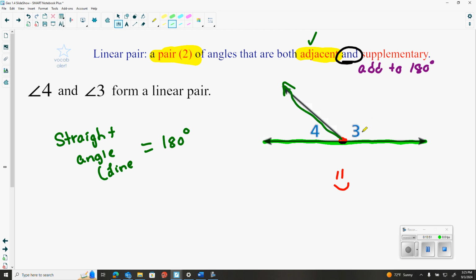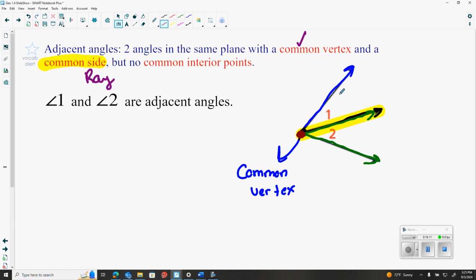That means if I add in angles 3 and angle 4, I'm going to have supplementary angles. So that is something to watch out for, all right? Now remember, for a linear pair, you need both adjacency and supplementary. You can't have one or the other, right? Again, you can have two angles. So if we go back here, these two angles are just adjacent.